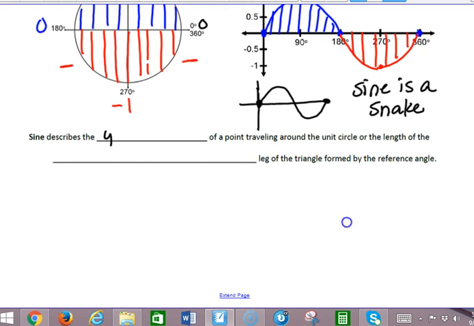Now sine describes the y-coordinate of a point traveling around the unit circle, or the length of the vertical leg of the triangle formed by the reference angle. That would be the opposite side of the triangle in relationship to the angle. Now in the next 2 videos we're going to dig in deeper about some more specific points that are on the cosine and sine graphs.